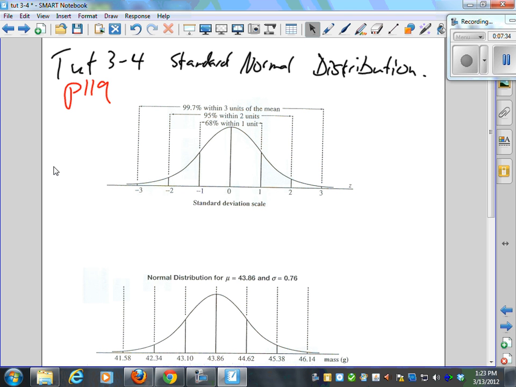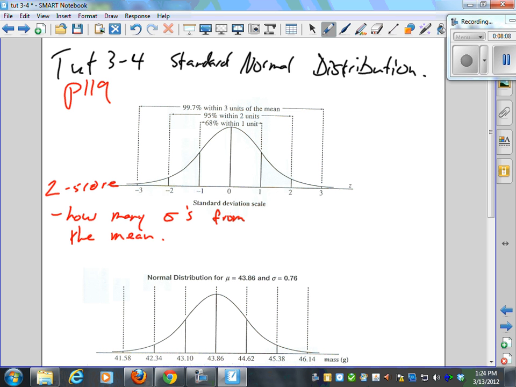Okay, at the bottom there, on page 119, when we use the standard normal distribution, we use the letter Z to represent the numbers along the horizontal axis. The values of Z, called Z-scores, represent the number of standard deviations from the mean. These are referred to down here as a Z-score. And it simply means how many standard deviations from the mean.